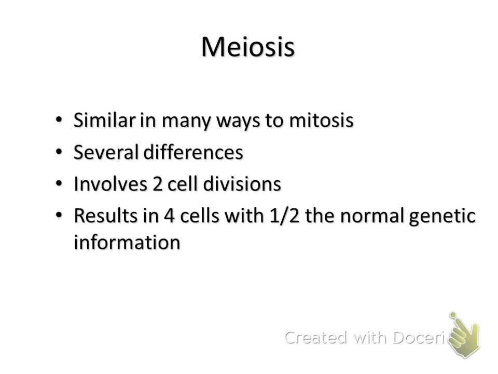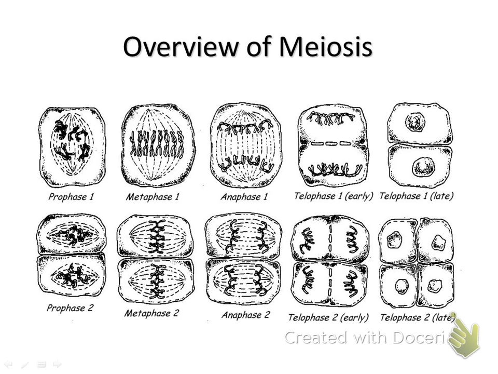Meiosis. Although it sounds a lot more complicated, it's really not too bad because it's similar in many ways to mitosis, but there's several differences. It's going to involve 2 cell divisions. So all that stuff we saw happening in mitosis is going to happen all over again in meiosis. It happens twice. So at the end, you're going to see 4 cells with half the amount of DNA. Instead of the 2 identical cells that we're used to seeing, it's going to be 4 with half the amount of DNA. So let's take a look at what it looks like.